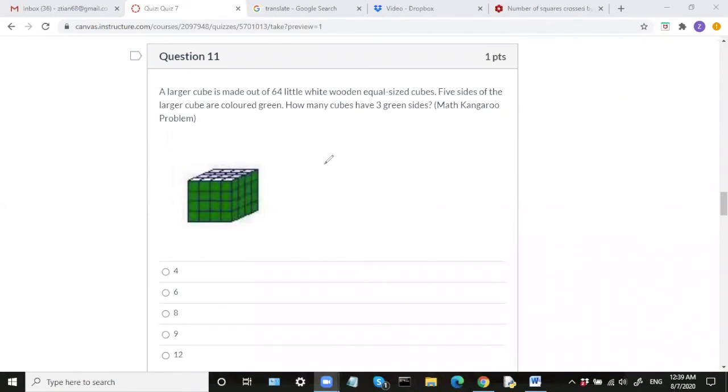Problem 11. A larger cube is made out of 64 little white wooden equal-sized cubes. 5 sides of the larger cube are colored green. How many cubes have 3 green sides?